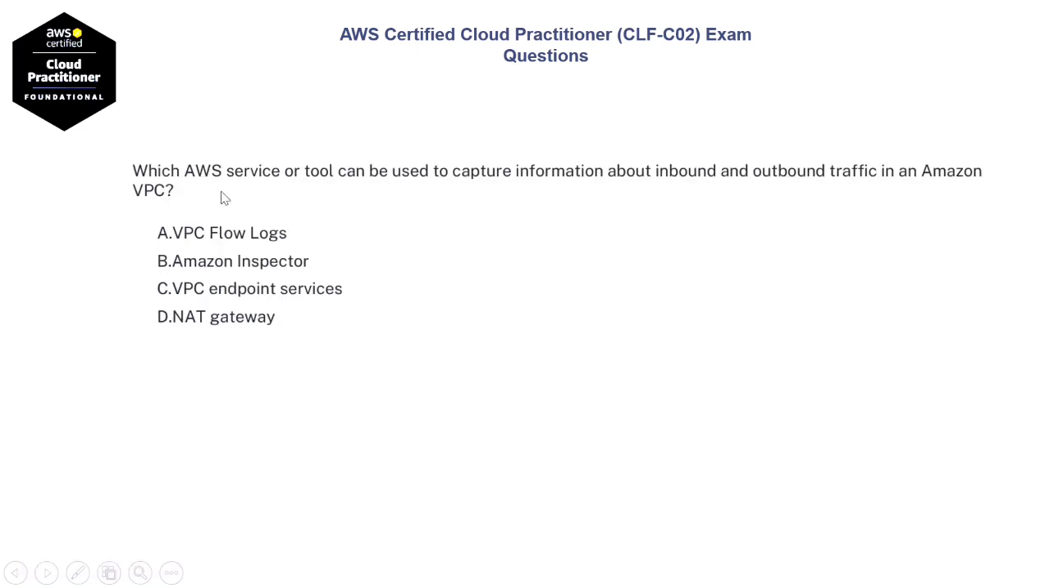Next question. Which AWS service or tool can be used to capture information about inbound and outbound traffic in an Amazon VPC? Option A, VPC Flow Logs. Option B, Amazon Inspector. Option C, VPC endpoint services. Option D, NAT gateway. The right answer is option A, VPC Flow Logs.